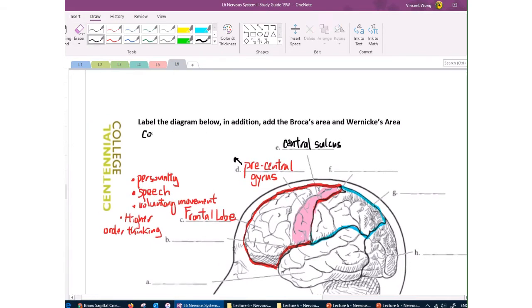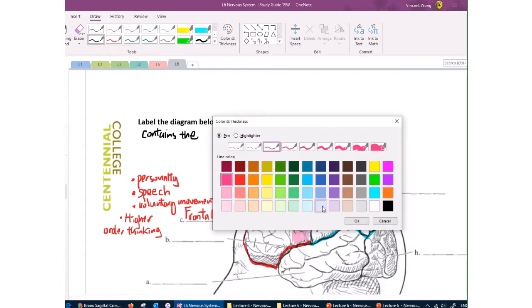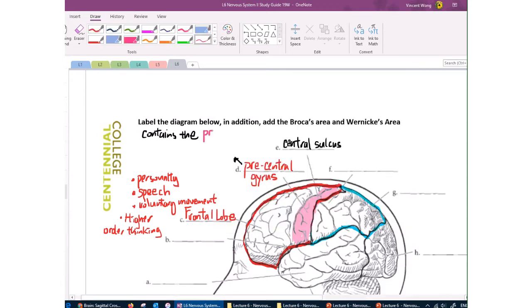Okay, it contains the primary motor cortex. And that's where all voluntary movement originates. Okay, so if you want to move your right hand, it is going to come from the primary motor cortex on the left side of the brain. If you want to move your left leg, that command is going to come from the primary motor cortex on the right side. So this primary motor cortex is found on the precentral gyrus.